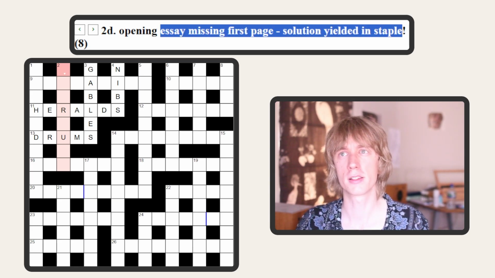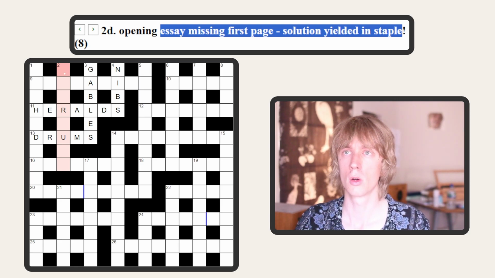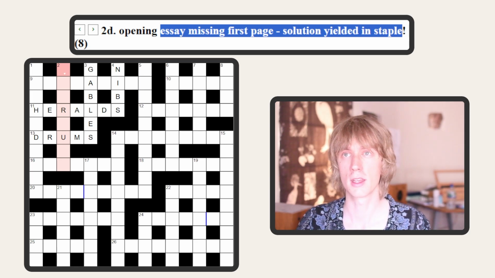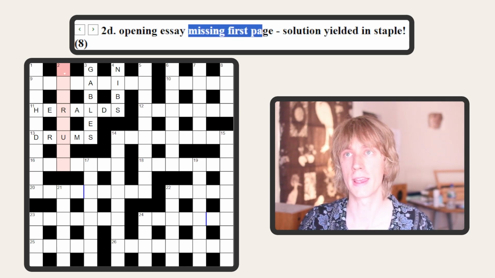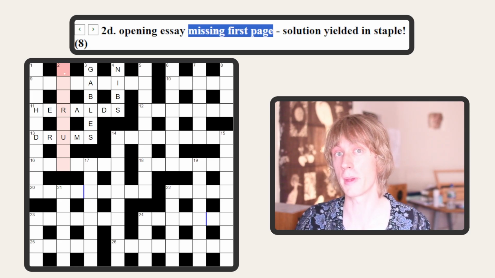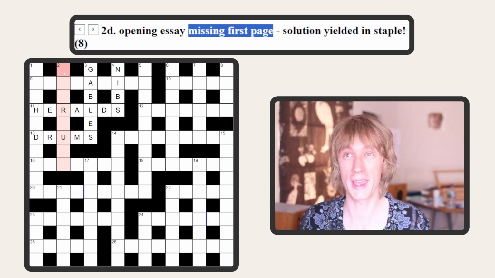So let's operate on that theory and have a think about what our cryptic section could be doing. "Essay missing first page, solution yielded in staple." Well, an essay could be a paper, right? And "missing first page" might be telling us to remove a P, or the first P that appears in paper. And that's because page in a book is often abbreviated to P.